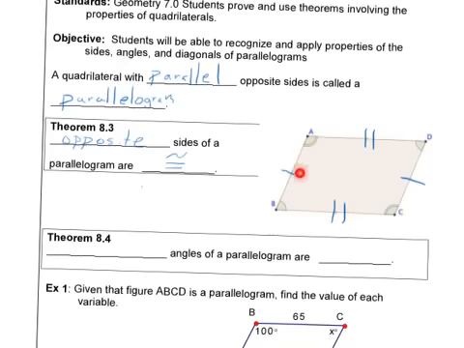And so it has opposite sides here and opposite sides here. And remember, a rectangle actually is a parallelogram. So we'll learn more about that later. But a rectangle is a parallelogram. Alright, so yeah, opposite sides are congruent.